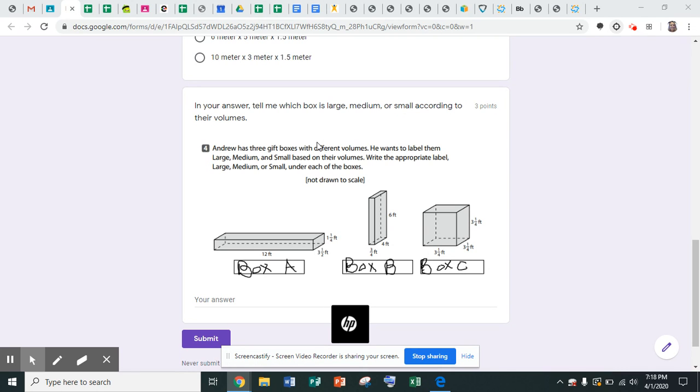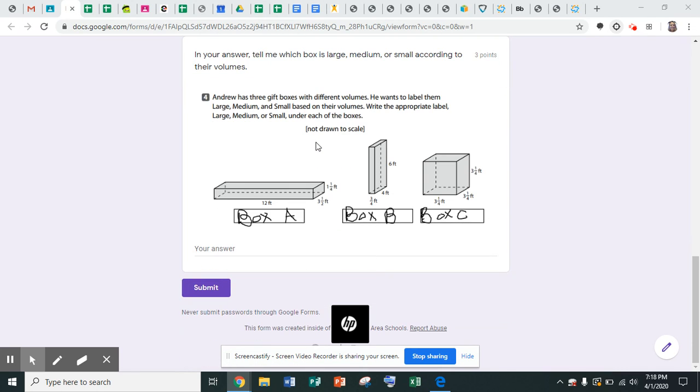And the last one. In your answer, tell me which box is large, medium, or small according to their volumes. Number 4, Andrew has 3 gift boxes with different volumes. He wants to label them large, medium, and small based on their volumes. Write the appropriate label, large, medium, or small, under each of the boxes.